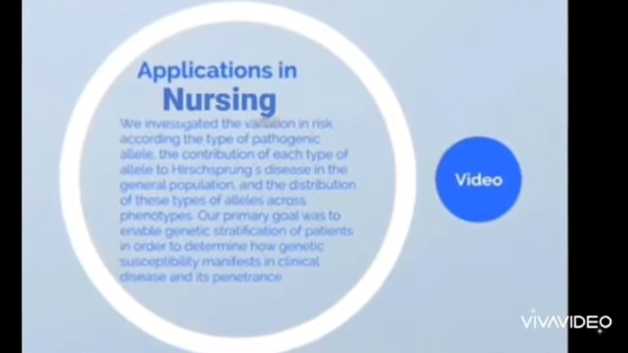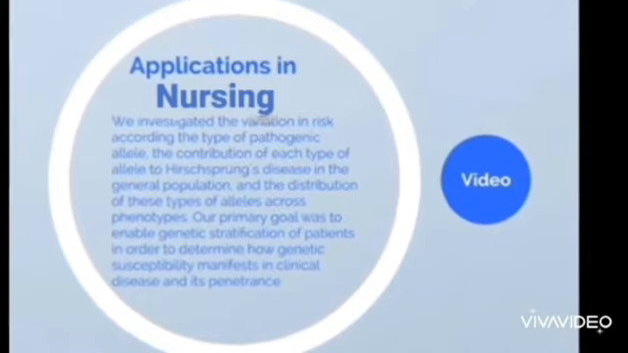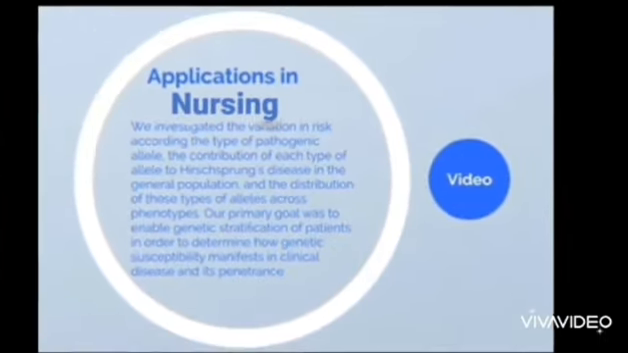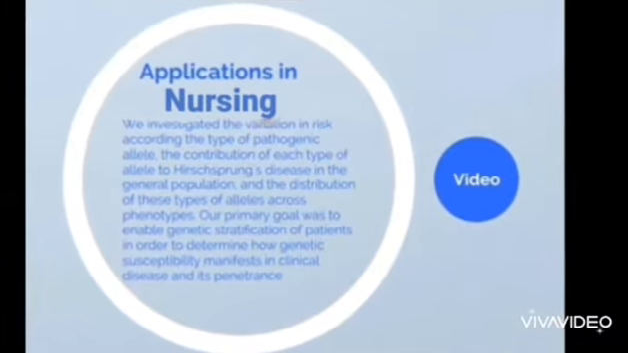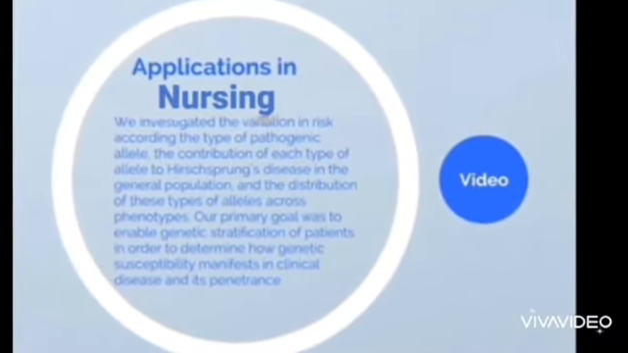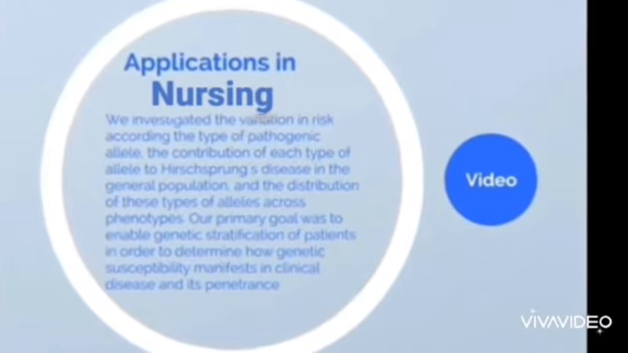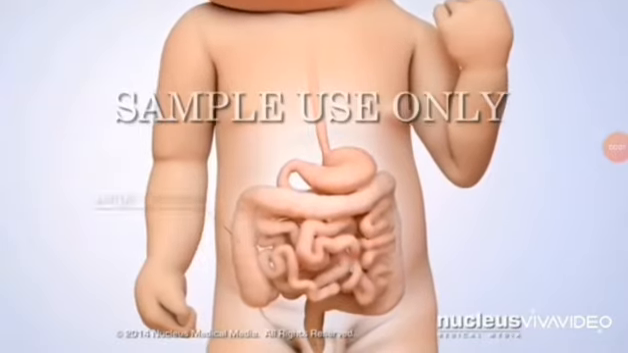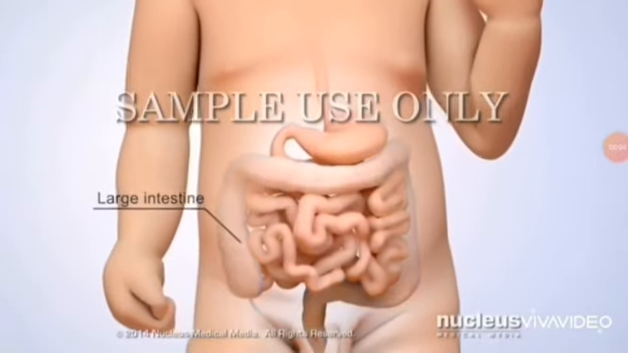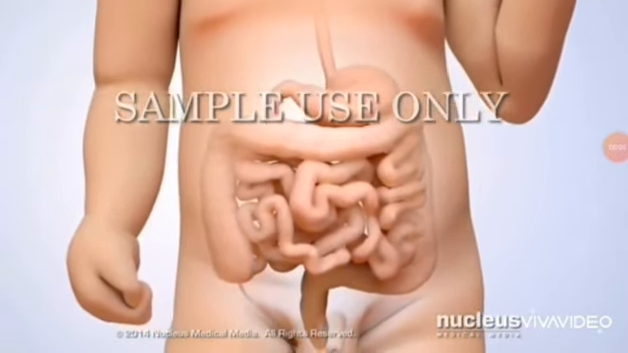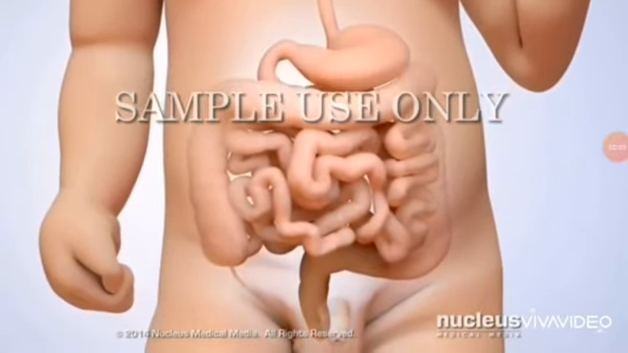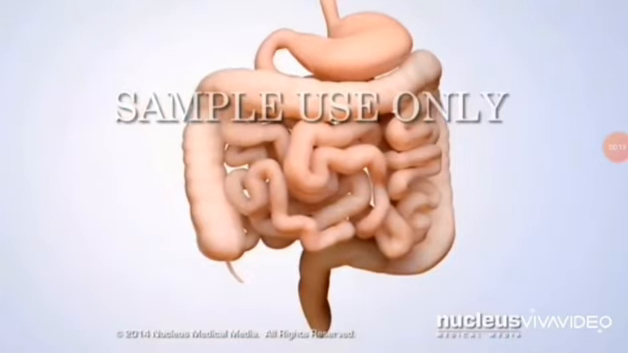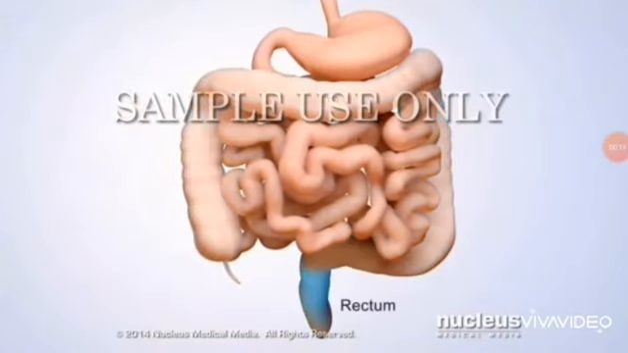Application in nursing, which investigates the variation in the risk according to the types of pathogenic alleles, the contribution of Hirschsprung defect in babies in which part of the large intestine is unable to move waste properly. This causes a blockage in the large intestine of a newborn baby. The large intestine includes the colon and rectum.